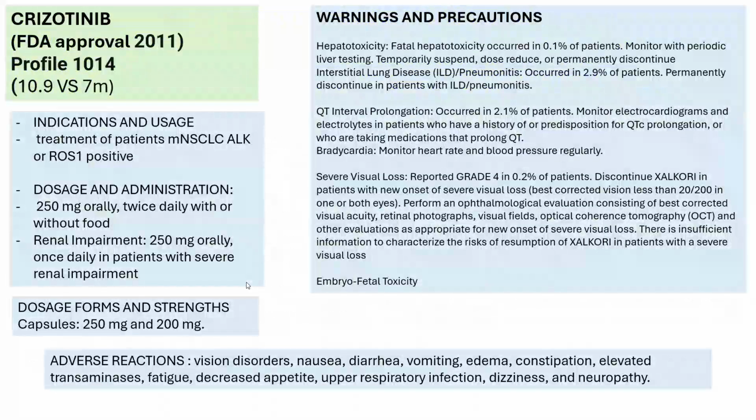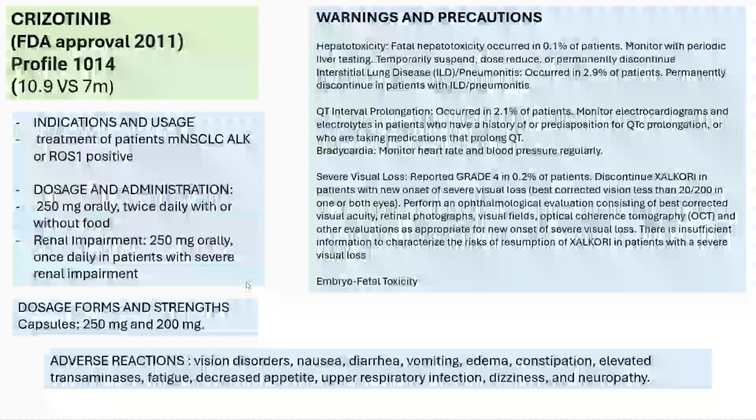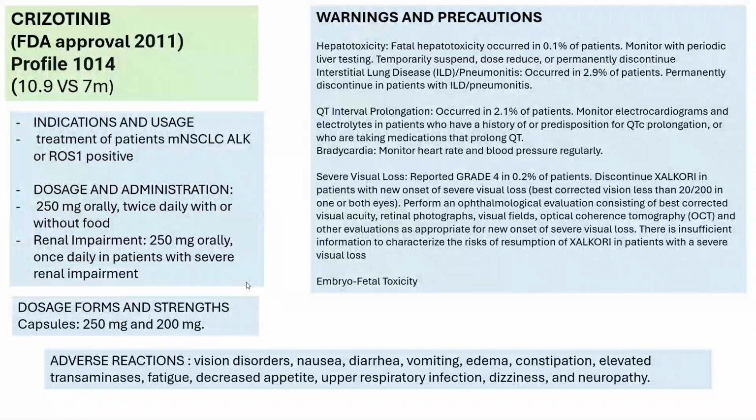Coming on to crizotinib. Crizotinib was the first TKI approved against ALK. It was approved in 2011 based on the PROFILE trial, wherein a PFS benefit was seen, 10.9 months versus 7 months. It is also active against ROS1, so it is approved for ROS1 tumors also, first line. The dosage is 250 mg orally twice a day with or without food. We need to modify the doses based on renal impairment.